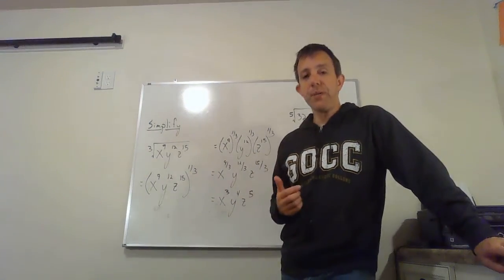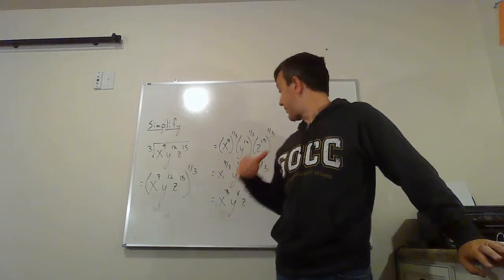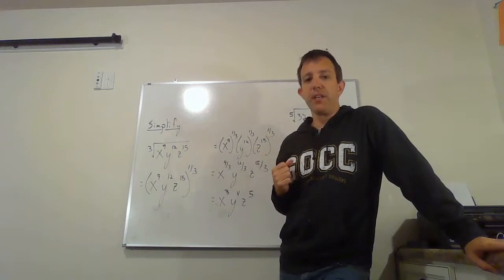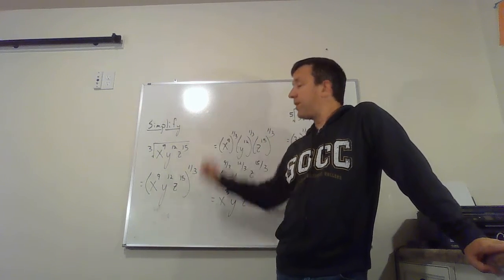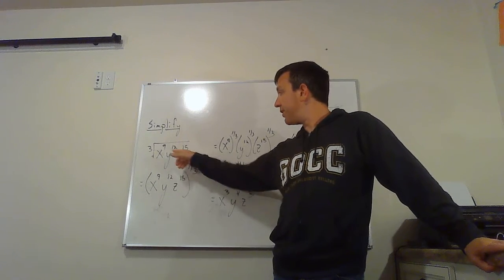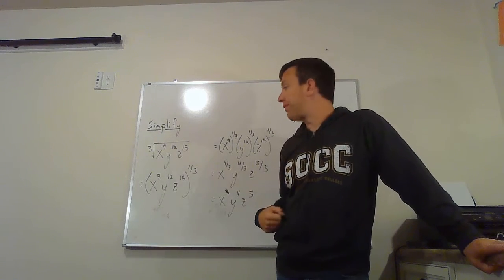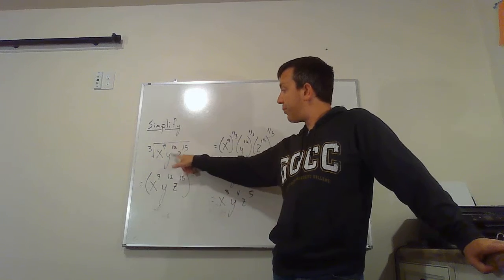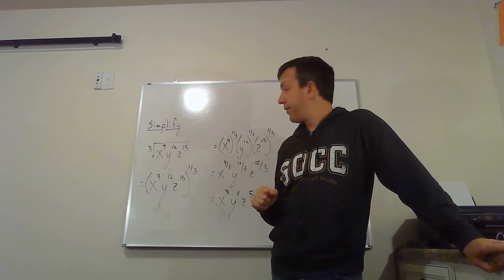All right, so we have two examples here on the board, and I'm definitely standing in front of one. I'll let you see it here in just a second. But what we want to do is we just want to simplify these roots as much as we can. So here I have the third root, the cube root, if you will, of x to the 9th, y to the 12th, z to the 15th.